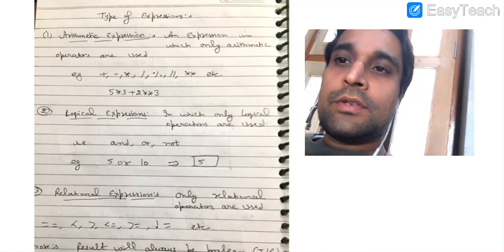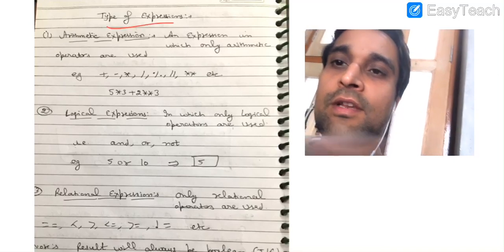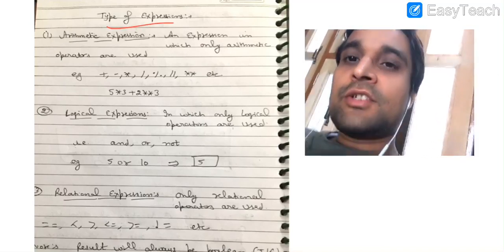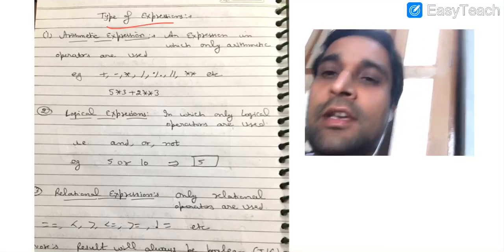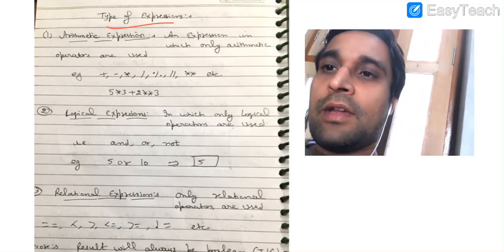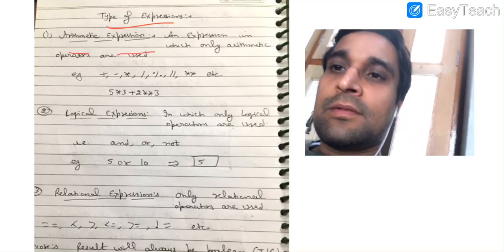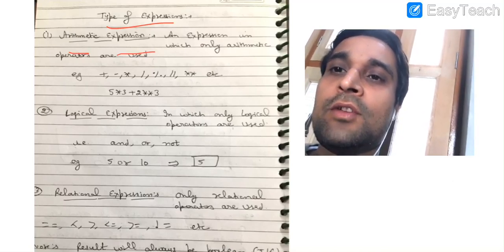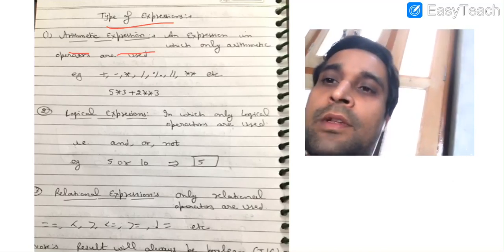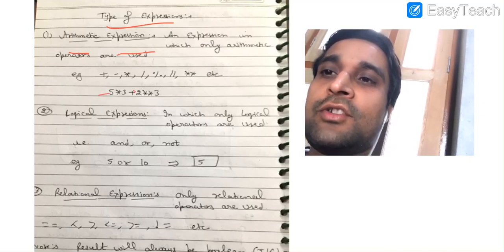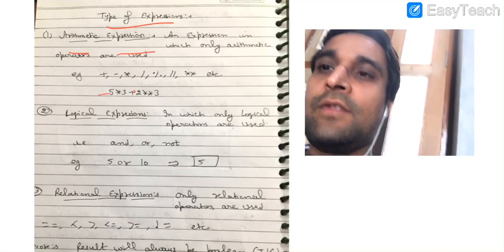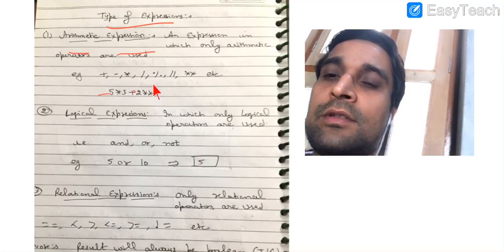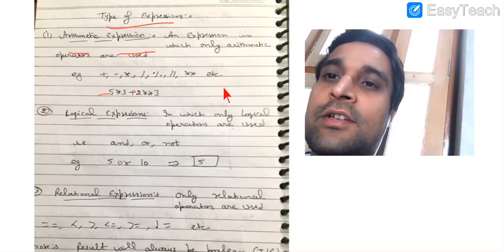Now we are going to discuss the various types of expressions available in Python, that is, the various types of expressions that we can use in any Python program. The very first is the arithmetic expression. An arithmetic expression means an expression in which only arithmetic operators are used, and the arithmetic operators are addition, subtraction, multiplication, division, floor division, modulus, exponent, etc.